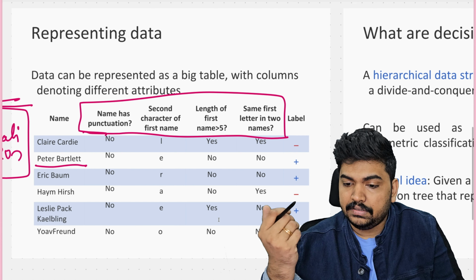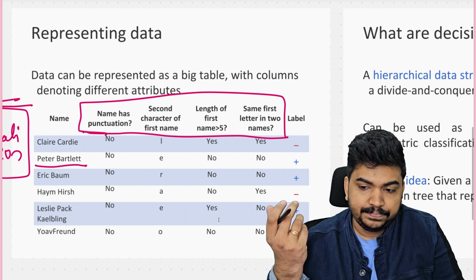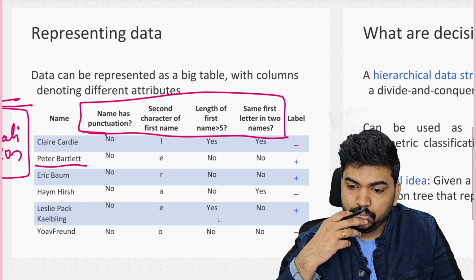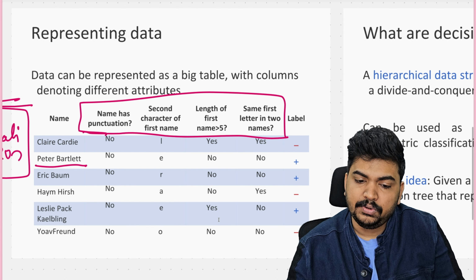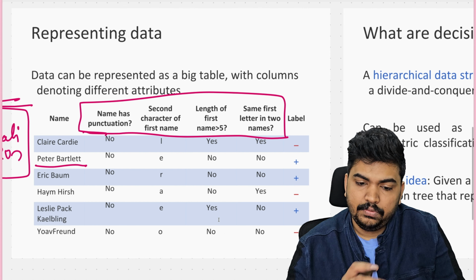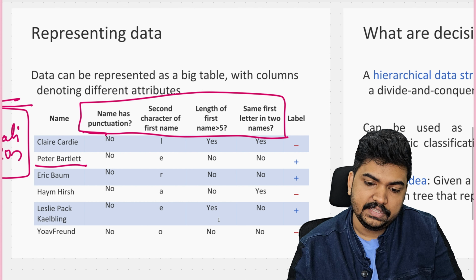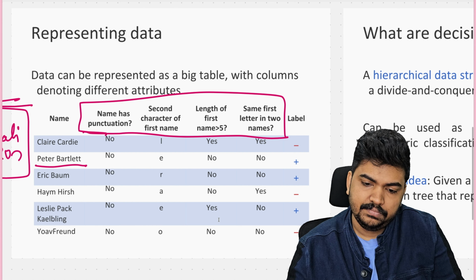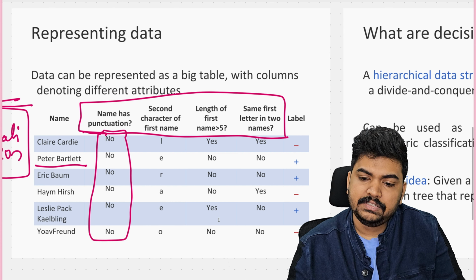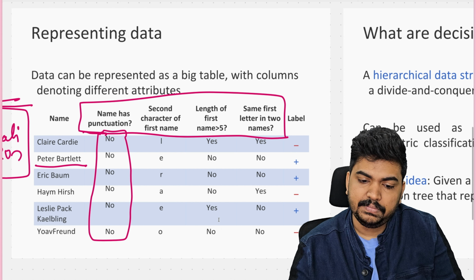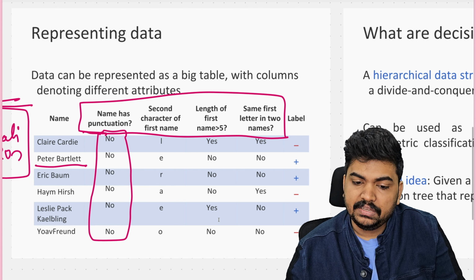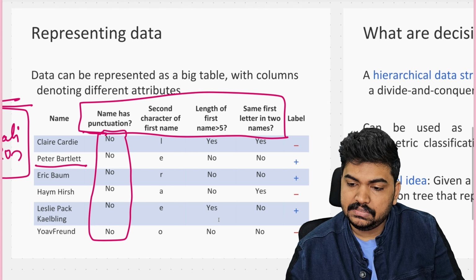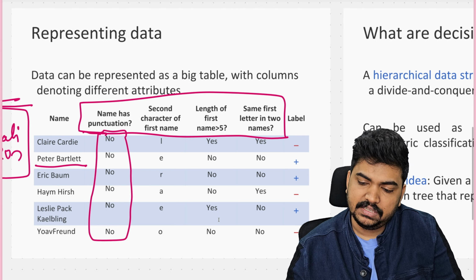Are there same first letters in the 2 names, etc.? Depending on that and depending on the name, we have extracted the corresponding values. For example, Claire: no one has a punctuation in the name. Claire's first name has L as the second letter. Peter's first name has E as the second letter. The length is greater than or equal to 5. Whether the first name and last name have the same letters, there is a yes or no, and of course the label as given, right?